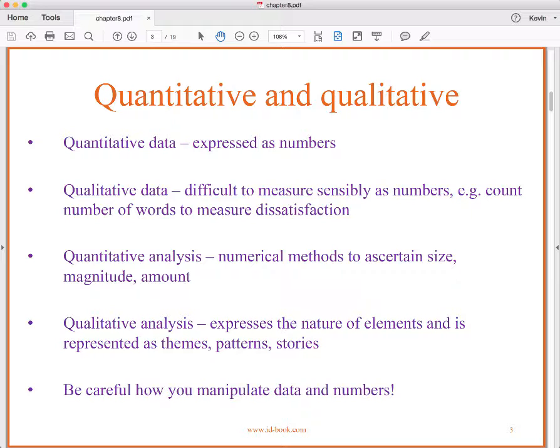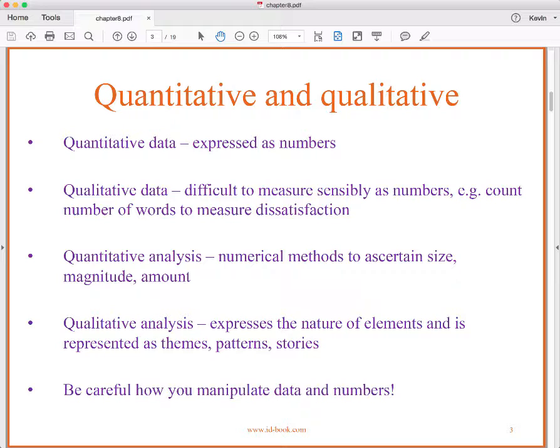In quantitative analysis, we use numerical methods to ascertain the size, the magnitude, and the amount of the phenomenon represented by the numerical data. In qualitative analysis, we use schemes such as themes, patterns, and stories to express the nature of the elements we have found in the data.